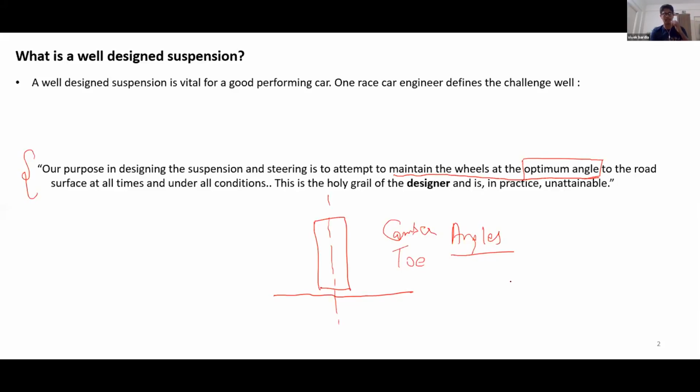So what is the optimum angle? The optimum angle is the angle at which your tire produces peak force. If your tire produces peak force, you will be able to accelerate, brake or corner at the highest G level, because most of the time the car performance is limited to the maximum force that a tire can produce, and the amount of force that a tire can produce depends on the suspension design, which again depends on the camber and the toe values that your suspension kinematically gives out, right?